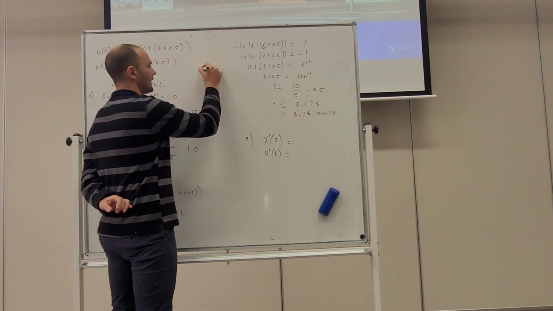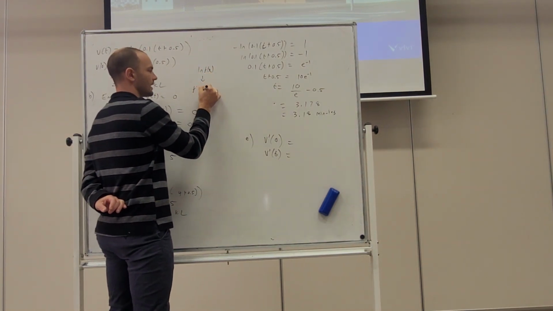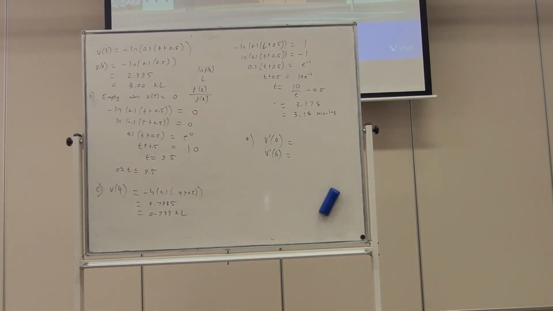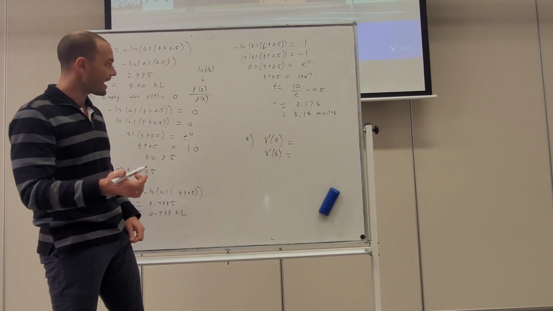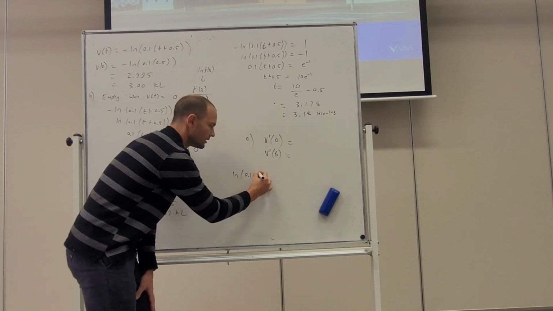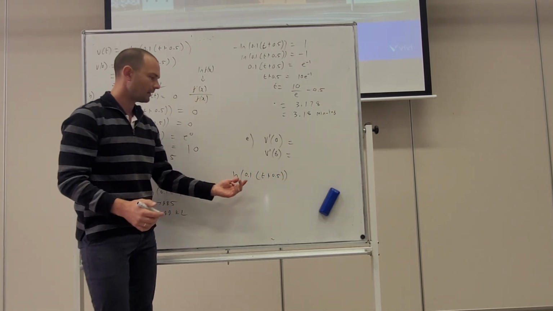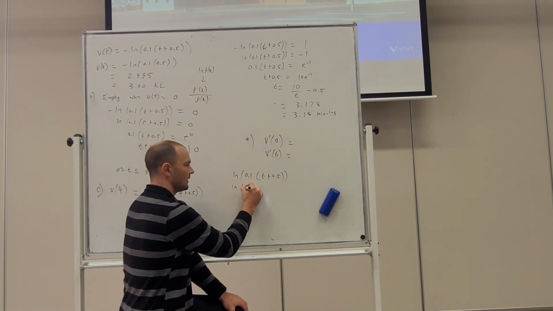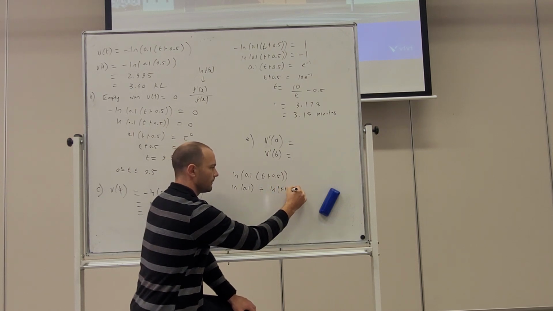If we have ln of f of x, then the derivative is f dash of x on top of f of x. Now I'm going to break this function down as well because I'm going to try and draw out some of these log laws. What we have here is ln of 0.1 times t plus 0.5. Now if we have ln of a times b, we can split it. It becomes ln of 0.1 plus ln of t plus 0.5.